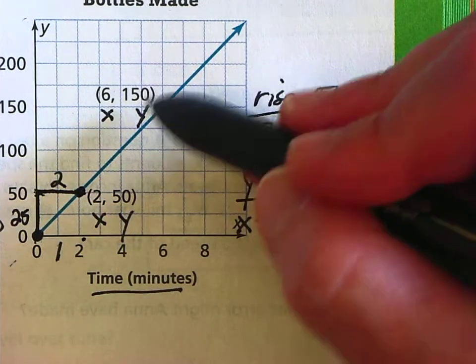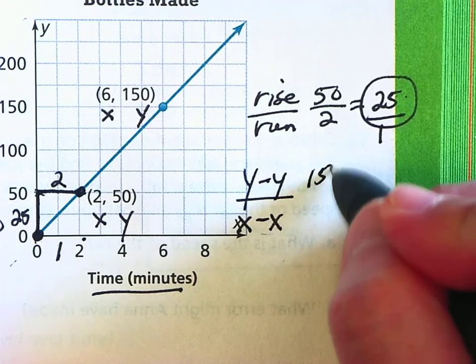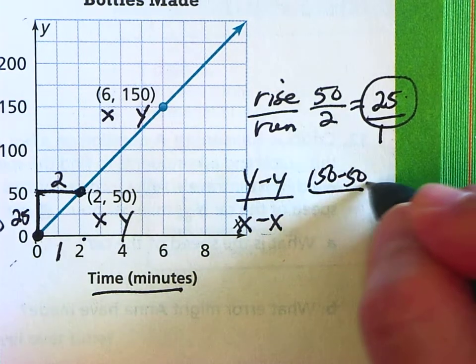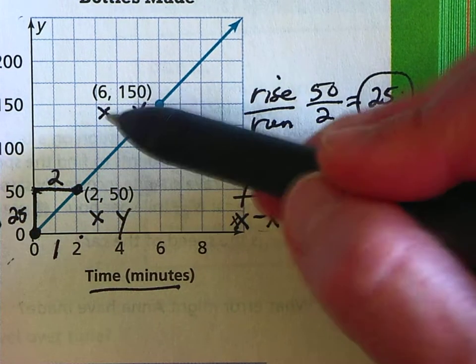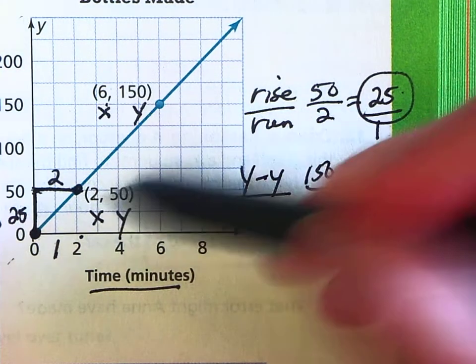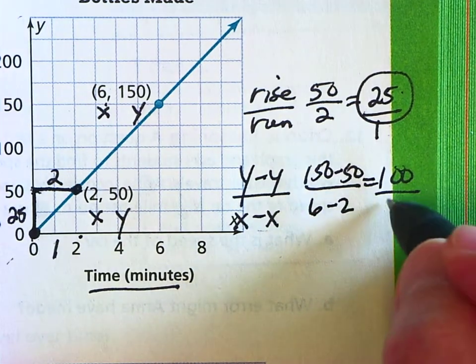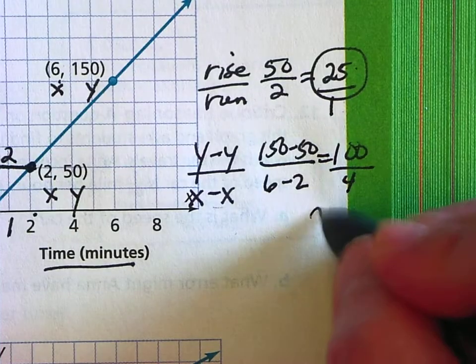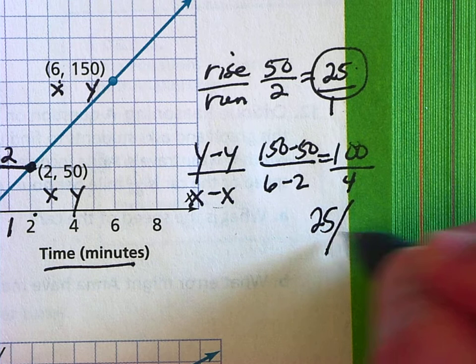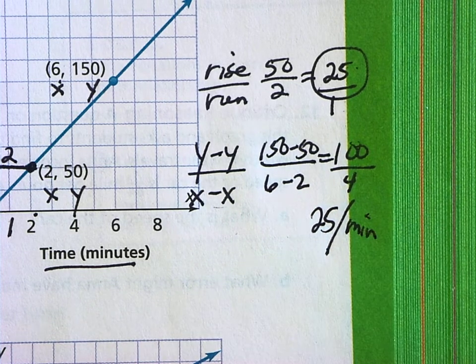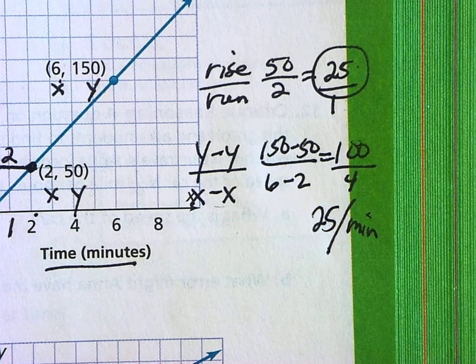Okay, so the y numbers are 150 and 50. So 150 take away 50 is 100. And the x numbers are 6 and 2. 6 take away 2 is 4. 100 divided by 4 is 25. So 25 bottles per minute. That's what your slope is telling you in this problem. All right, let's take a look at another one.